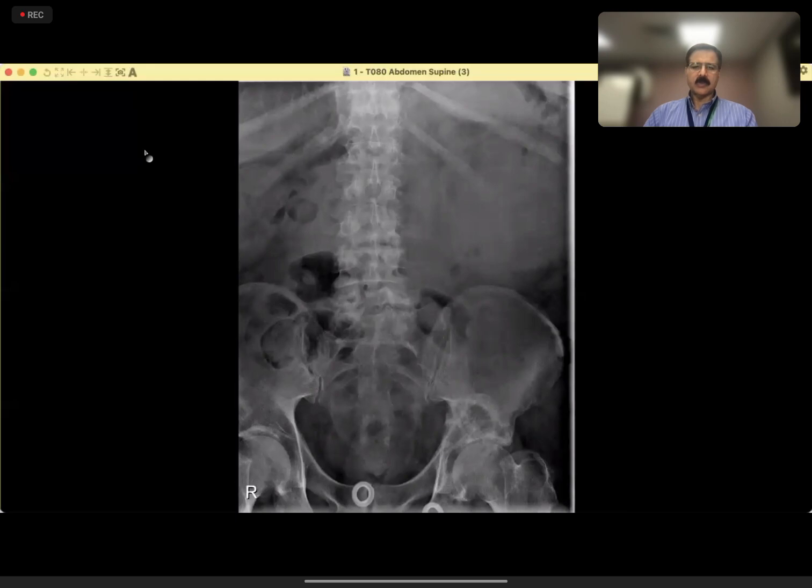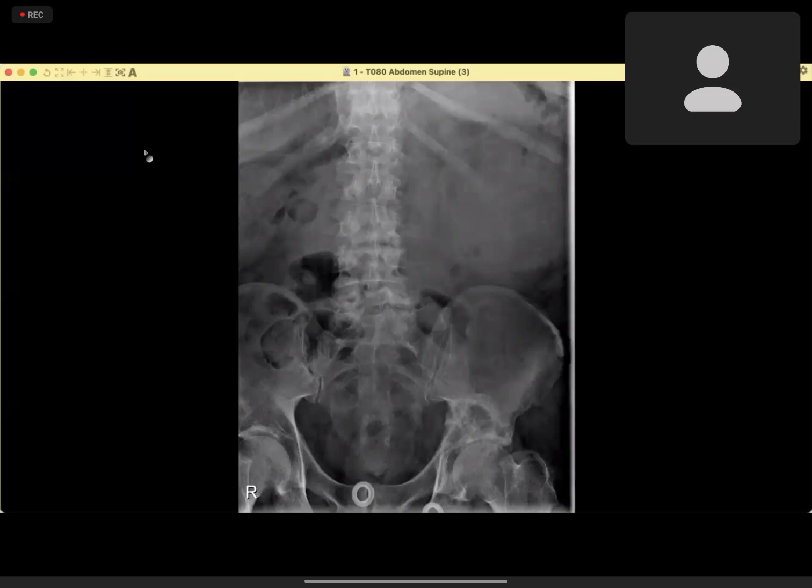Candidate one, this is your last case. Over to you. Great. I'm presenting a case: abdominal radiograph showing a soft tissue lesion in the left hypochondrial region. The soft tissue lesion is showing punctate calcification.